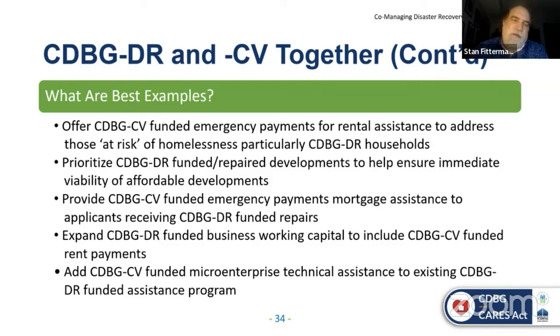You can also add, and I know Colorado Springs did this, CDBG funded microenterprise technical assistance. They did it without DR, but it certainly is something that you can do with existing funded DR programs, existing funded assistance programs as well. Okay, next slide, please.